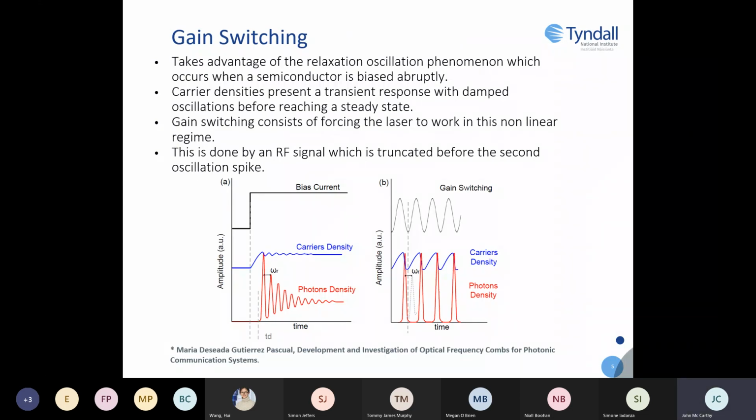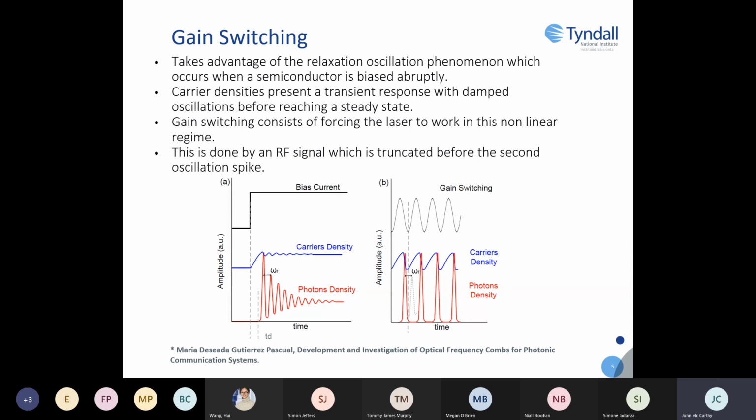So the method I use to generate my combs is through gain switching. What gain switching does is take advantage of the relaxation oscillation phenomenon which occurs when a semiconductor is biased abruptly. This phenomenon is demonstrated by the plot on the left, where the carrier and photon densities present a transient response with damped oscillations before eventually reaching a steady state.